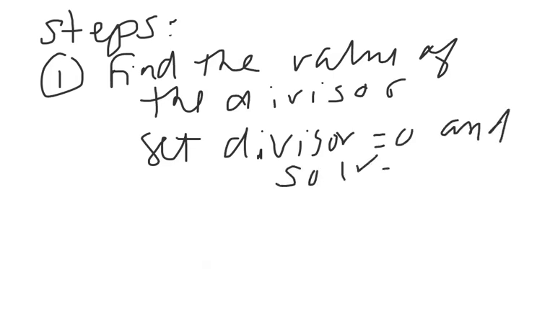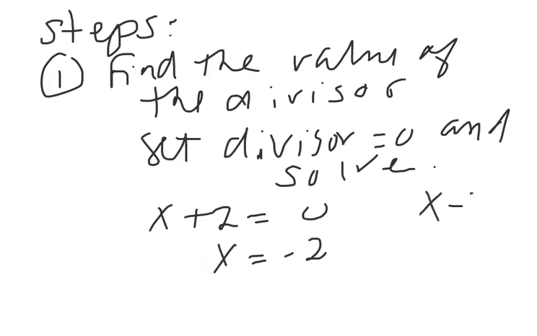So for example, if you have x plus 2 as your divisor, you would set it equal to 0 and solve. So you get x equals negative 2. So the value of the divisor would be negative 2. Likewise, if you had x minus 3, set it equal to 0 and solve it. So the value of the divisor would be positive 3. All right, so that's the first step, finding the divisor.